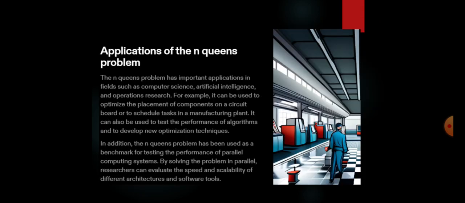And what are the applications of the N-Queens problem? The N-Queens problem has important applications in fields such as computer science, artificial intelligence, and operational research. For example, it can be used for optimizing the placement of components on a circuit board or to schedule tasks in a manufacturing plant. It can also be used to test the performance of algorithms and develop new optimization techniques. In addition to that, this N-Queens problem has been used as a benchmark for testing the performance of parallel computing systems. By solving this problem in parallel, researchers can evaluate the speed and scalability of a particular software or architecture.